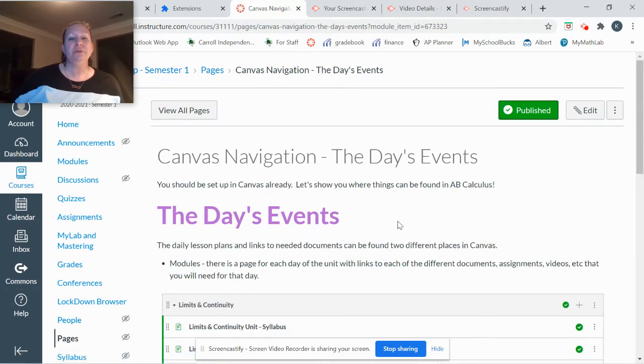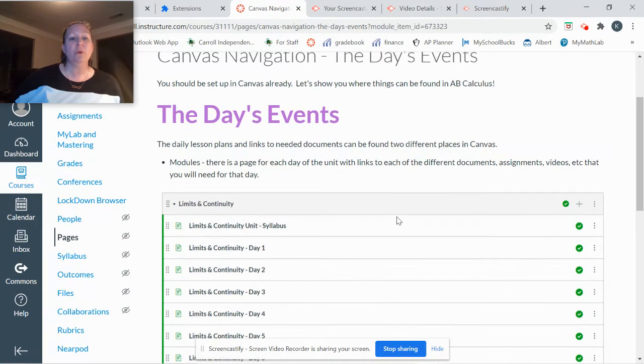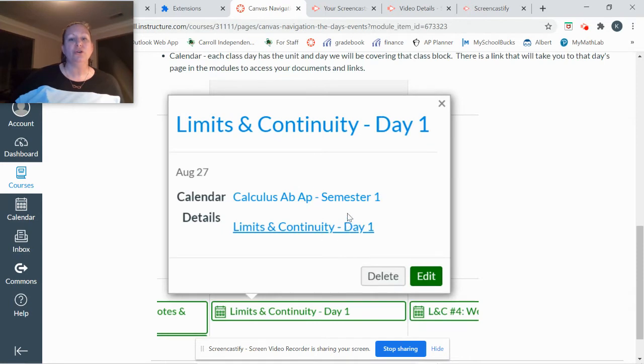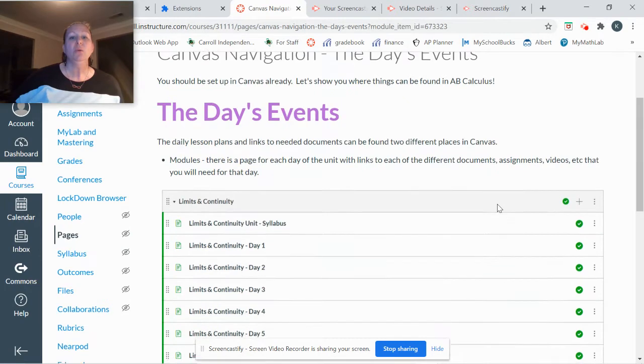Next up is how do you figure out what's going on for the day? And there's 2 different ways to do that. You can look at what unit of study we're on. So our first unit of study is limits and continuity. We've got the unit syllabus that we'll look at, and then it's got each day and what's going on with each day. You can also look at it on your calendar. I've got a day assigned to each calendar date. And so if you click on this link right here, it'll take you to what's on limits and continuity for that day, and you can see what all's going on. So those are the 2 places that you can figure out what's going on for the day.